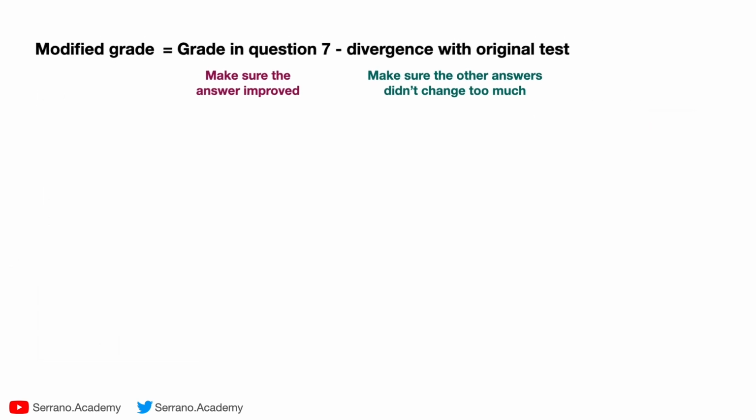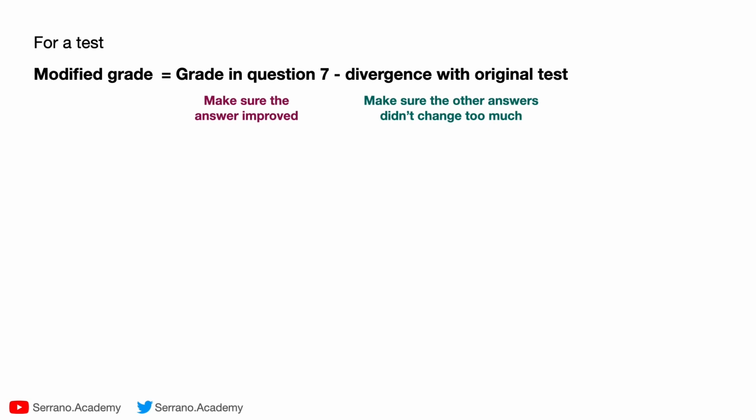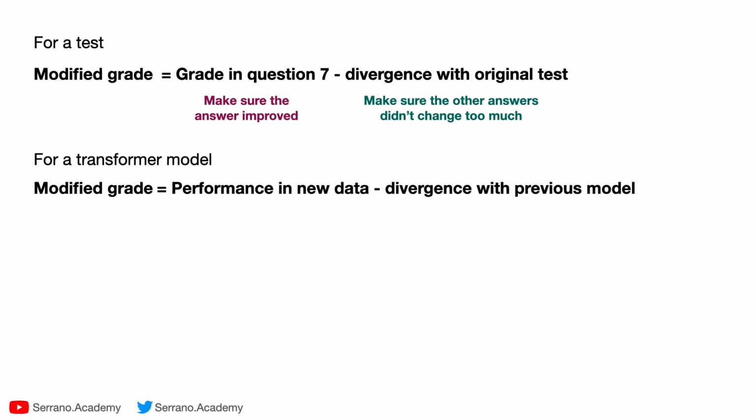And we're going to use this same rationale to find a loss function for a transformer model. For a transformer model, we're going to say that the modified grade is going to be the performance in the new data minus the divergence with the previous model. So the performance in the new data is the rewards from the data that we gave it, from the new prompts. And we want to measure this performance because we want to make sure the model improved on the data we gave it. That's on the data that the human evaluators graded.